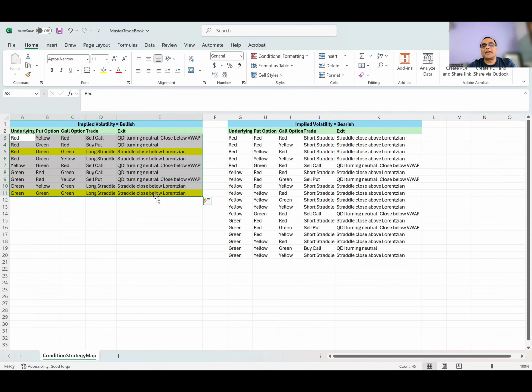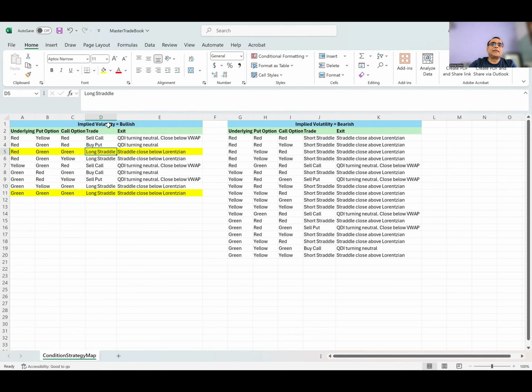I think that when the implied volatility is going up, only in 9 different combinations am I going to take a trade. And 4 of those 9 trades are long straddle. The yellow one is low probability in terms of occurrence, but if it happens, I'm going to make a long straddle.